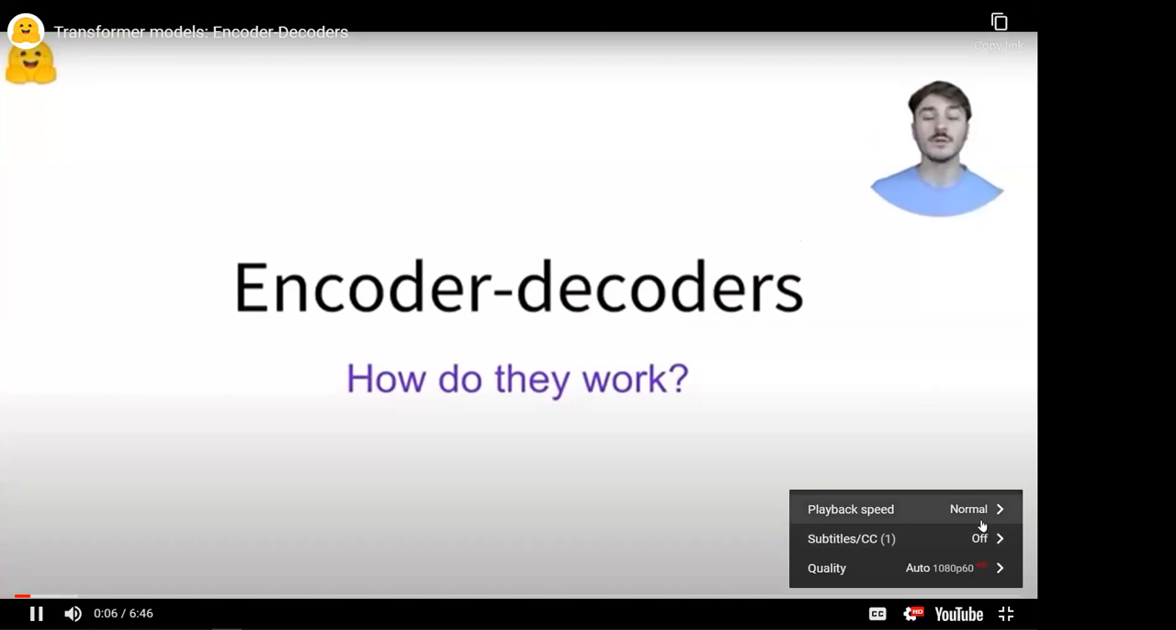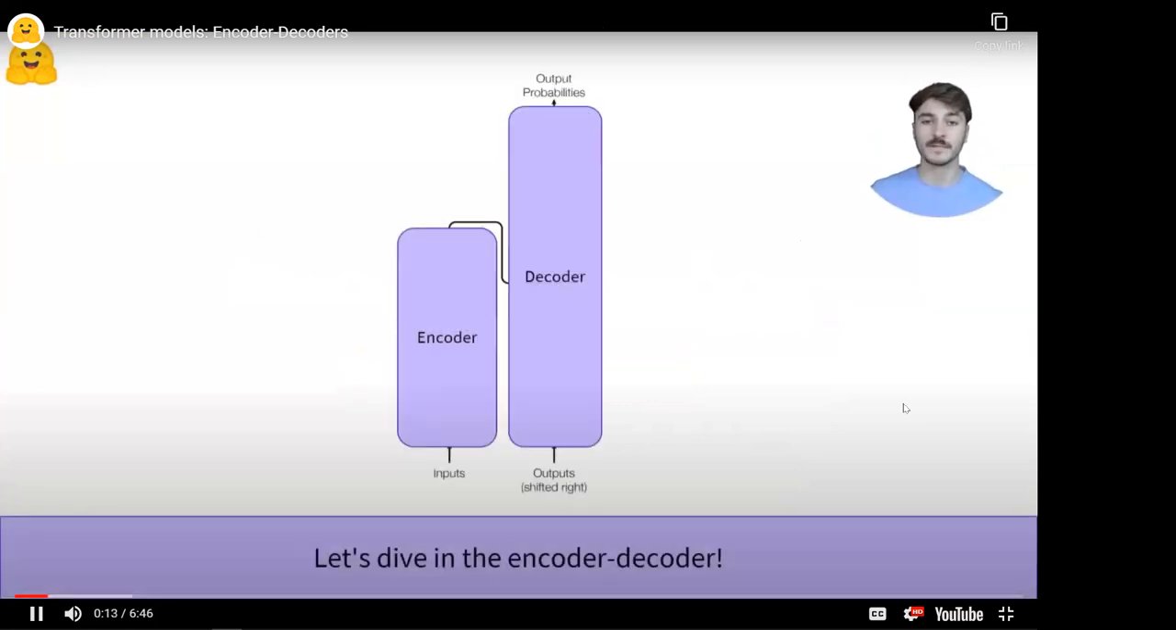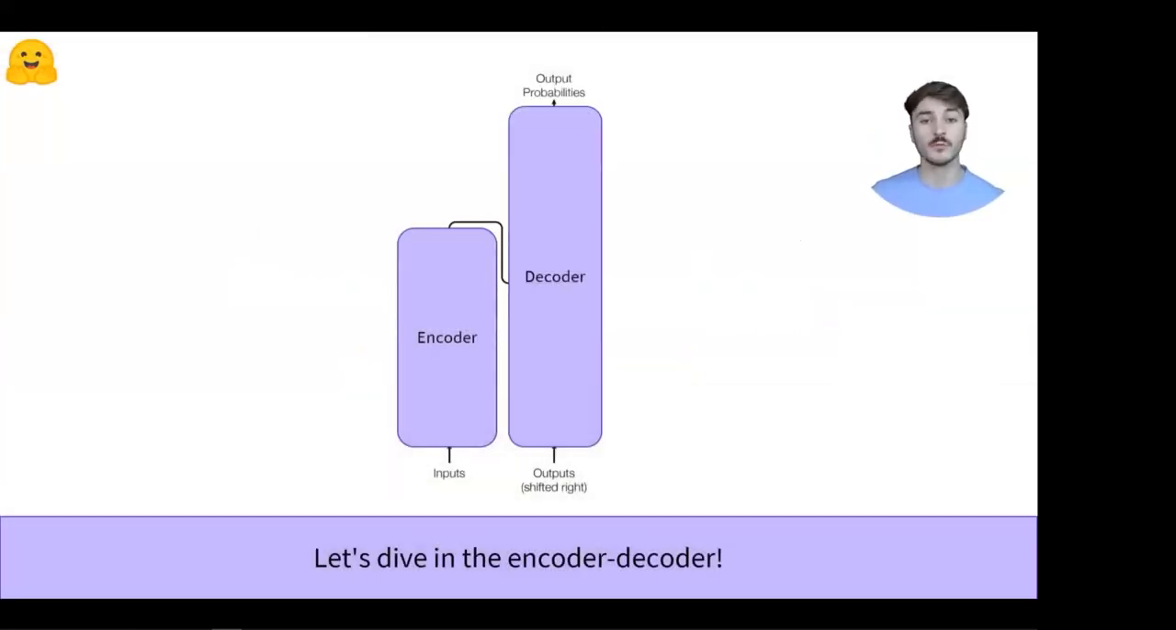In this video, we'll study the encoder-decoder architecture. An example of a popular encoder-decoder model is T5. In order to understand how the encoder-decoder works, we recommend to check out the videos on encoders and decoders as standalone models. Understanding how they work individually will help understanding how an encoder-decoder works.